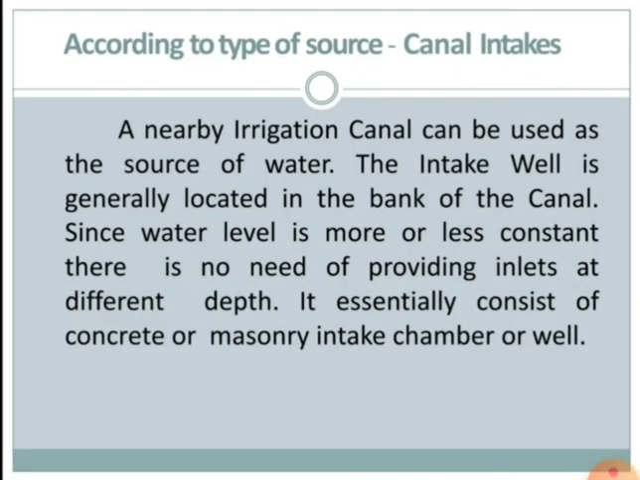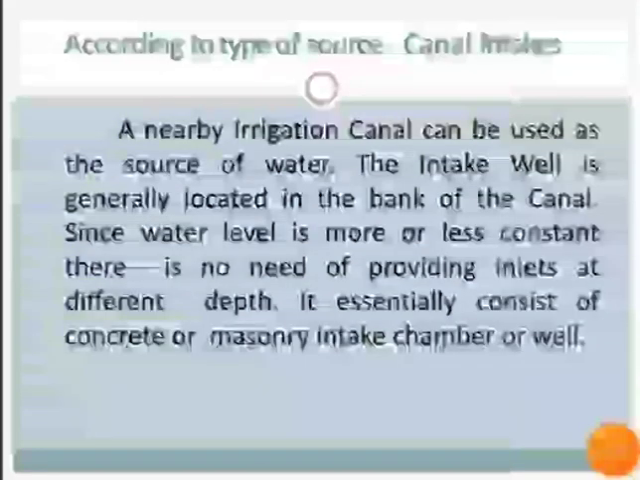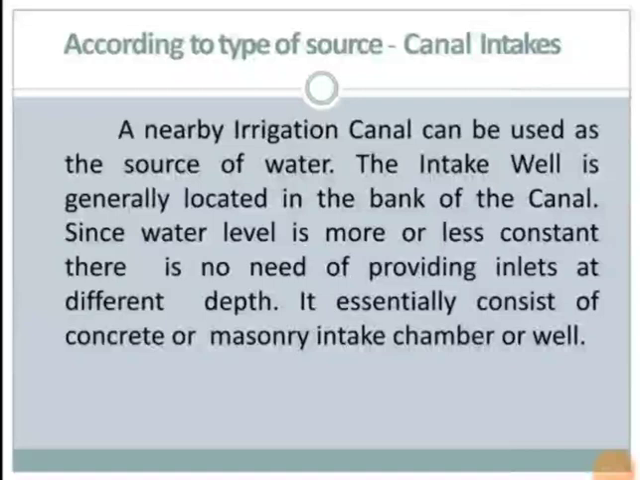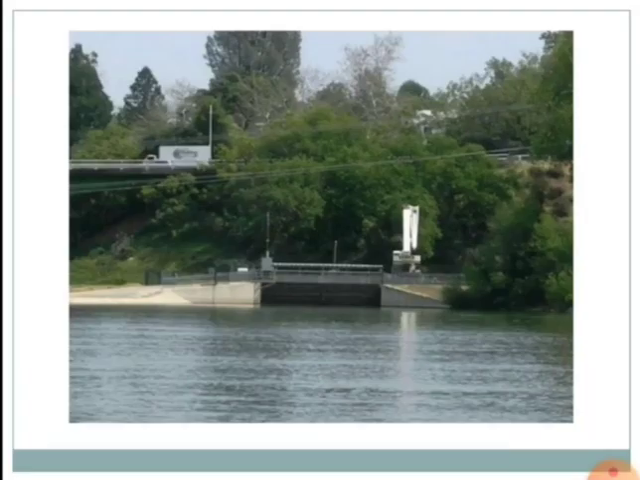Now coming to the second type, that is the canal intake. This is again based on the source. Like I told you, it can be classified into various types like the river, canal, reservoir and lake. So we'll see what is a canal intake. Sometimes the source of water supply for a small town can be an irrigation canal that passes near the town. So the canal intake is as shown here. This is a typical canal intake.